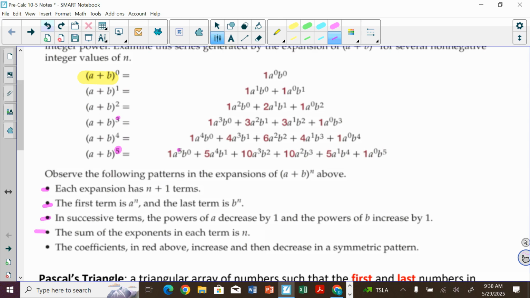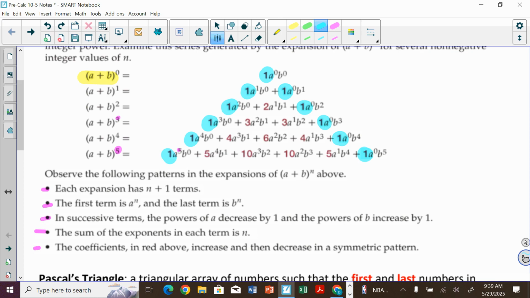And then finally, the coefficients here, the ones in red, increase and then decrease in a symmetric pattern. Okay, so let's take a look at these. You can see this is 1, it's the only term. This is also just going to be 1 and 1. So the outside of the triangle is always going to be 1. On each edge, the coefficient is going to be 1. But in the middle, we end up increasing and decreasing in a symmetric pattern.